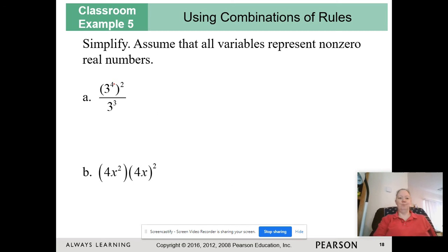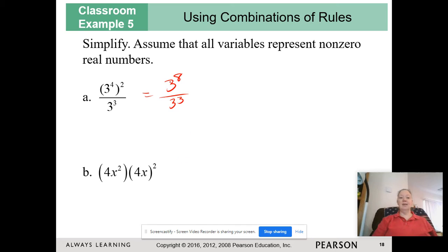All right. So we've got an exponent outside. One rule, one step. So we're just doing the power rule right here. So 3 to the 4th. Multiply the exponents. 3 to the 8th.